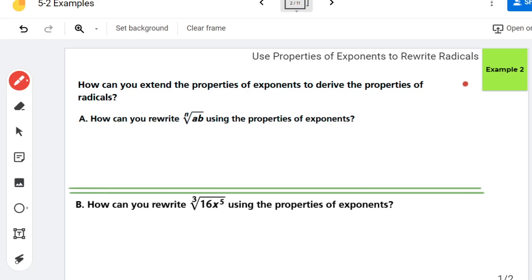In today's video, I'm covering example 2 from lesson 5-2 in the SavvasRealize Algebra 2 textbook. Today's video is how to use properties of exponents to rewrite radicals.